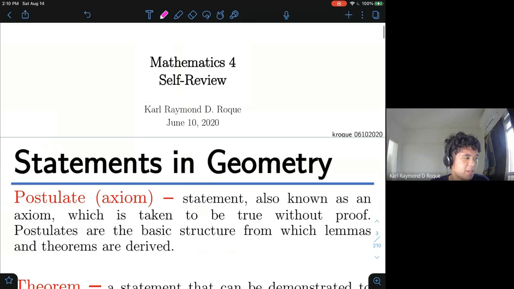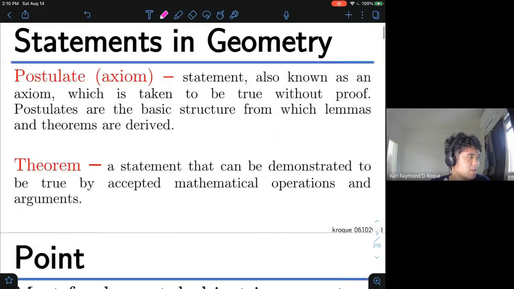Siyempre, ito yung pinaka-importante. So, sa geometry, meron dalawang general statement na tinatawag. First is postulate or axiom. Ito, true na to without proof. Kumbaga, totoo na talaga siya. Mahirap i-prove yung mga to. So, ito, basic, established. So, they don't need to be proven. Theorems are needed to be proven. Statement that can be demonstrated to be true by accepted mathematical operations and arguments.